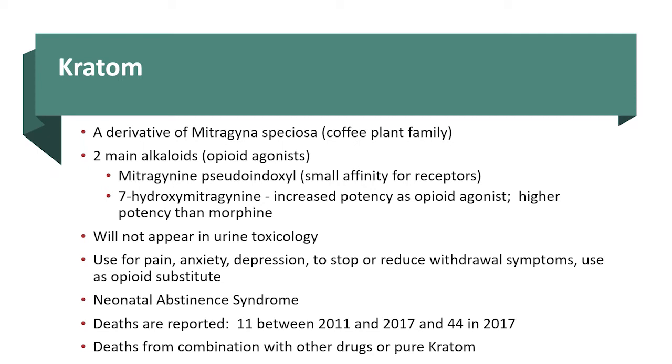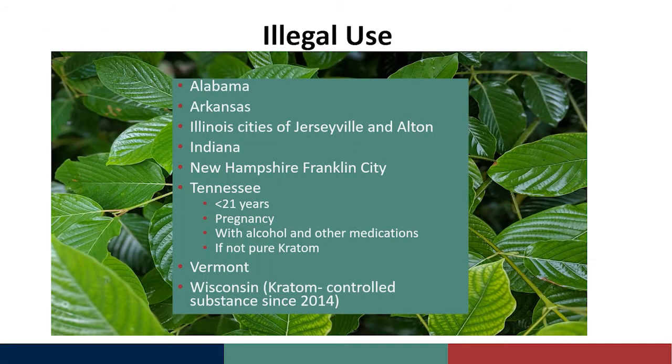Deaths are reported among those who are using kratom, 11 reported between 2011 and 2017, and an increase to 44 in 2017 alone. Deaths are usually from the combination of using kratom with other drugs, but there are also deaths from just pure kratom use. Now, is this legal or illegal? In Kentucky, it is not illegal. The other states that have kratom as illegal are Alabama, Arkansas, some cities in Illinois, Indiana, New Hampshire, Franklin City in Tennessee, especially for those less than 21 years of age, and its use in pregnancy, and if used with other medications. And then Vermont, Wisconsin, and it has been a controlled substance since 2014.